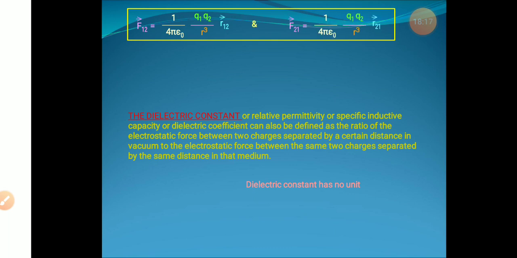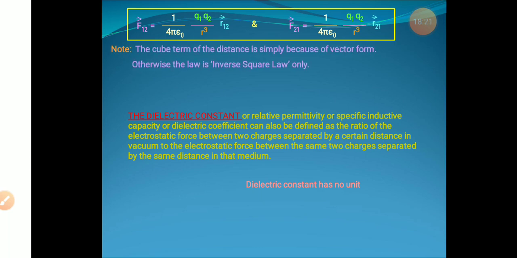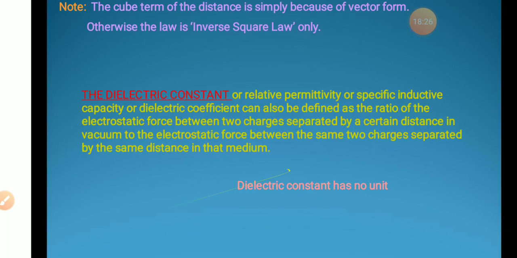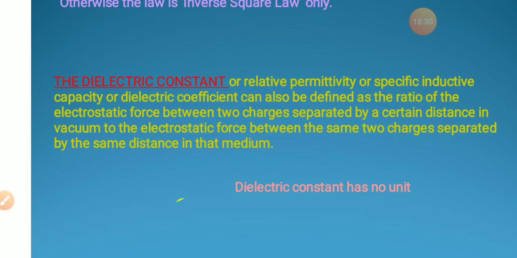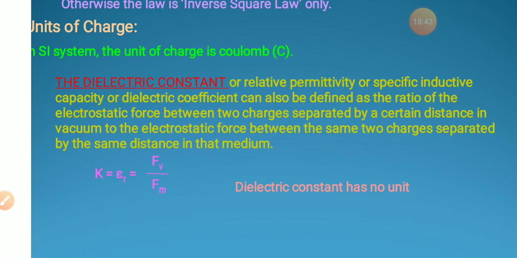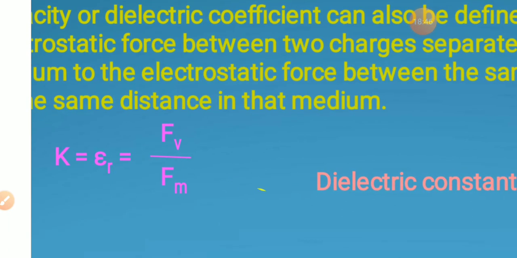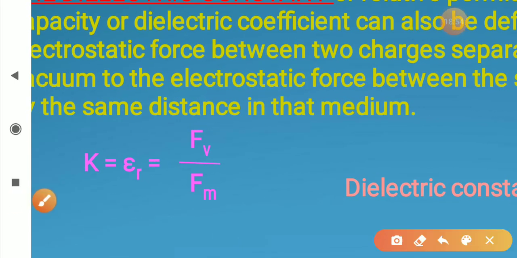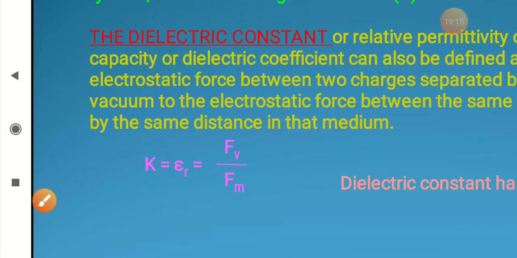Now another definition of dielectric constant. Let's see dielectric constant once again. The dielectric constant is the ratio of forces acting between any two charges when placed in vacuum and when placed in a medium. So if two charges are placed in vacuum and the force between them is Fv, and then the same charges are placed in a medium and the force between them is Fm, then this ratio Fv upon Fm is equal to dielectric constant K or relative permittivity. So this is one way of defining dielectric constant.